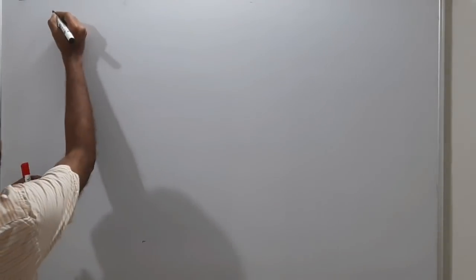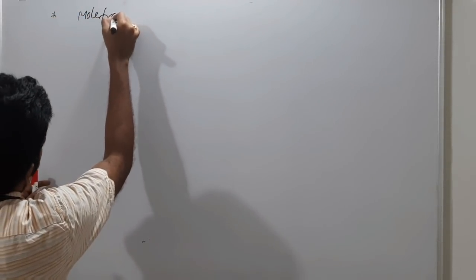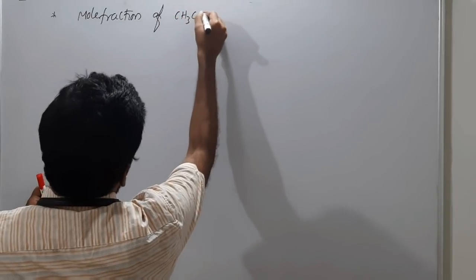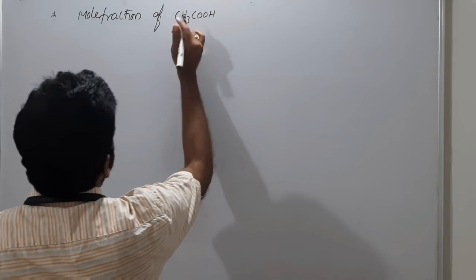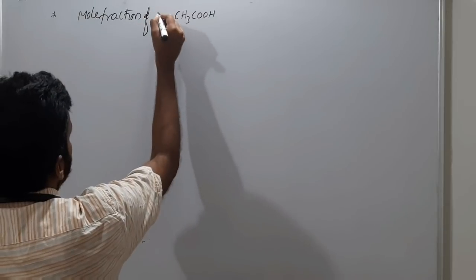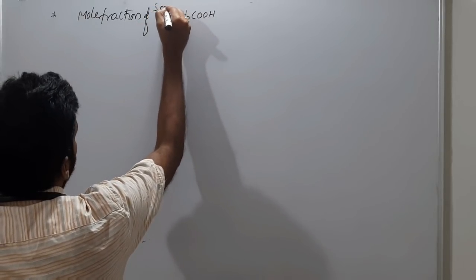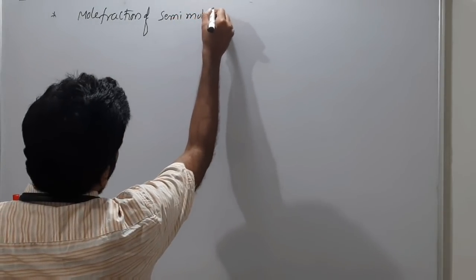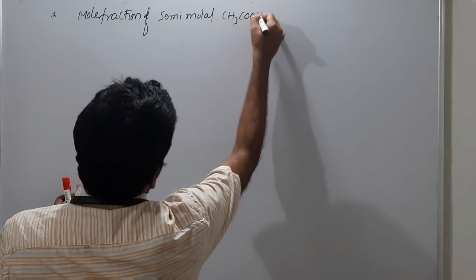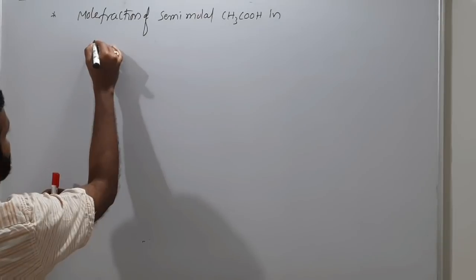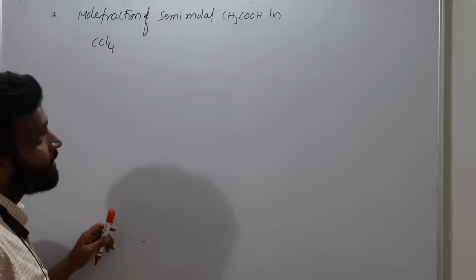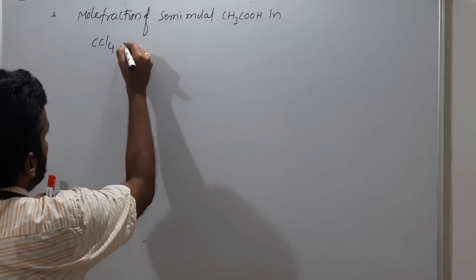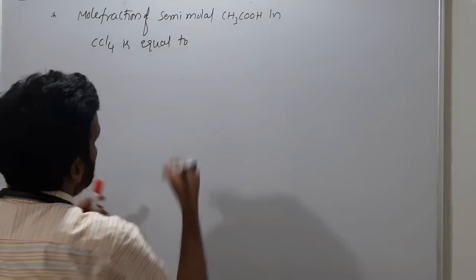Okay, now let's see one more. Mole fraction of semi-molal CH3COOH in CCl4 is equal to what? That's the question.